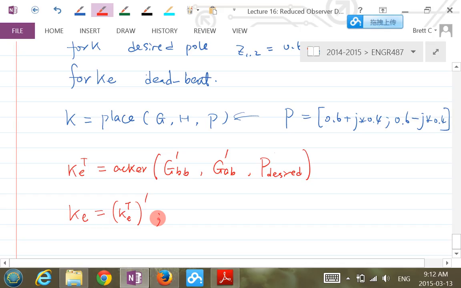So what about the desired P? In this case we're designing for deadbeat, so the desired P for this example is just zero, because there's only one state. There's basically just one pole here for this example. That will give you this quantity.